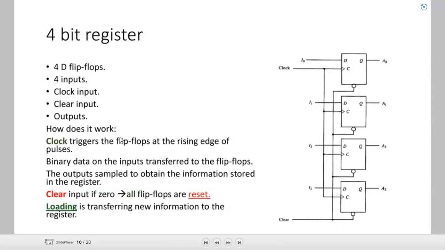How does it work? The clock triggers the flip-flop at the rising edge of the pulse. Remember we're looking at the rising edge and the falling edge. Binary data at the input is transferred to the flip-flops. The output is sampled to obtain the information stored in the register. Clear, which is an input: if 0, our flip-flops are reset. See it right here. Loading is transferring new information to the register.